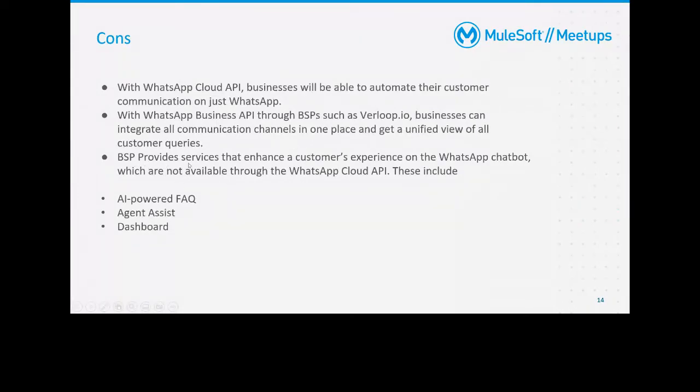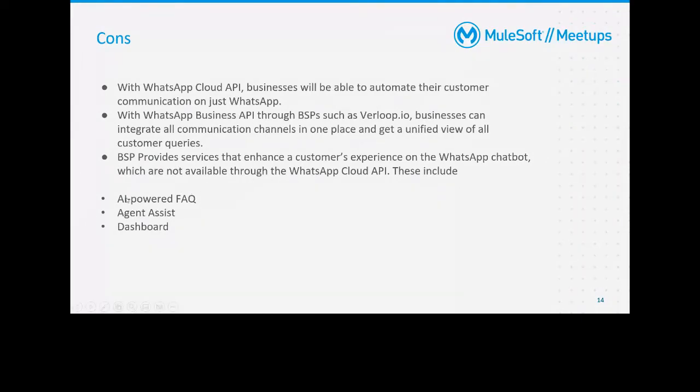Okay. So business service providers provide services that enhance the customer experience on the WhatsApp chatbot. Basically, if you are using a business service provider, they already have a lot of data, so they provide a richer customer experience as compared to businesses that are recently getting onboarded to WhatsApp Cloud API. So yeah, these are some of what you can say are cons.